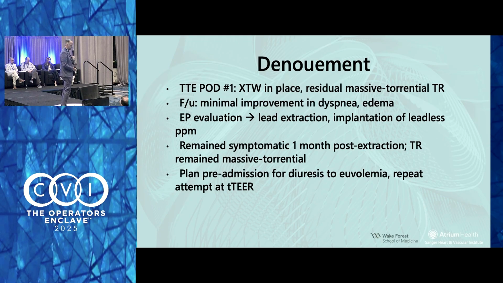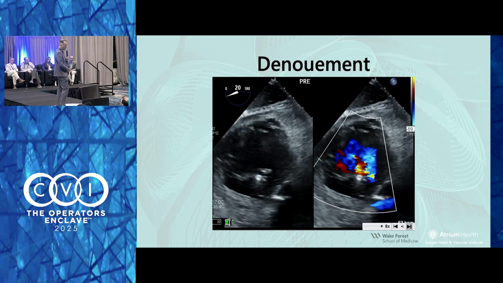After a few hours of this, we thought we're not making a whole lot of progress. We thought, well, the lead has been a problem. Why don't we at least have EP look at it, see if they could extract it? They were able to do that and put a leadless pacemaker in. Patient still had symptomatic TR afterwards that remained massive to torrential. So we thought, well, let's bring them in, try the prehab thing, see if we could optimize a little bit, and then give it another go.